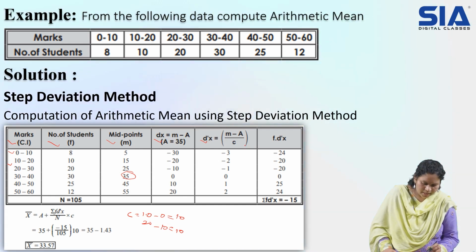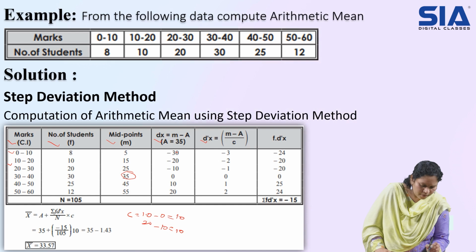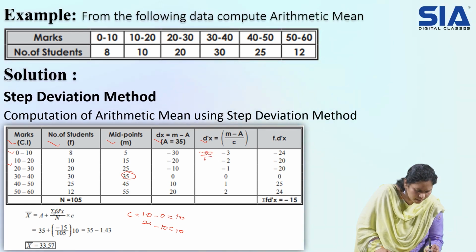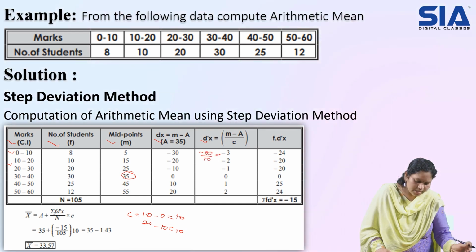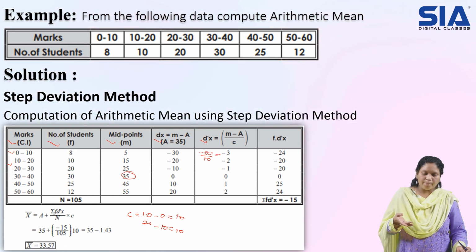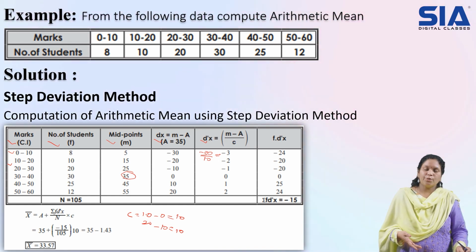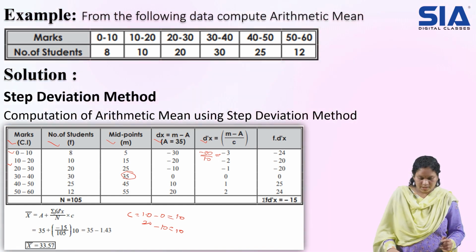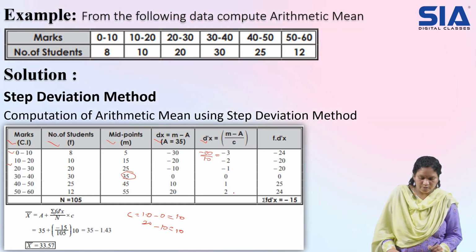So m minus a by c. Minus 30 divided by 10 you will get as minus 3. Similarly, minus 20 divided by 10. Each value of m minus a divided by 10, you do and you will get d dash of x. That's how we obtain the d dash of x column.